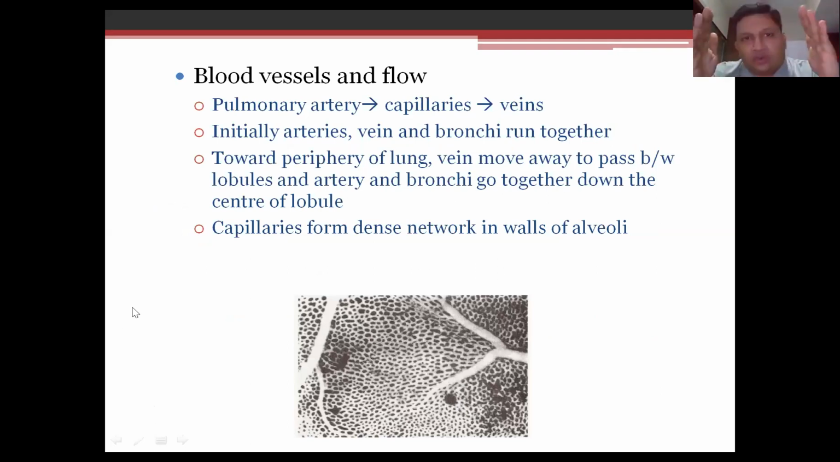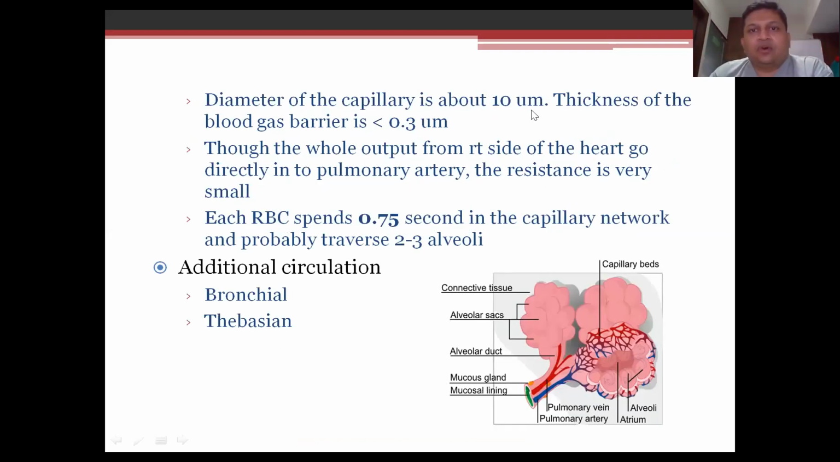What are the vessels? As we know, from the right atrium, the pulmonary artery will come, it will branch, it will make capillaries, they will combine, and it will make 4 pulmonary veins. So initially, in the tree, the artery, vein, and bronchi are all together. But as we go to the periphery, the artery and bronchi will still remain in the center, but the vein is in the lobule in between. So there is a dense capillary network in the wall of the alveoli. This is the wall of an alveolus. So there are divided capillaries there. And as we know, the diameter of the capillary is 10 micrometers, and the thickness, as I discussed, is 0.2 to 0.3 mm.